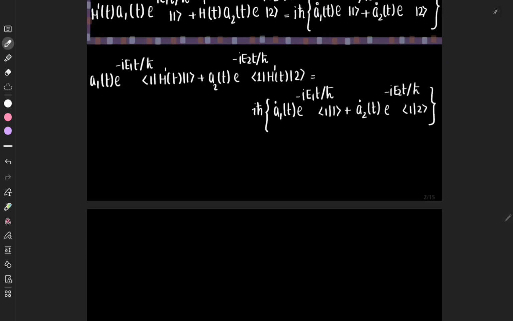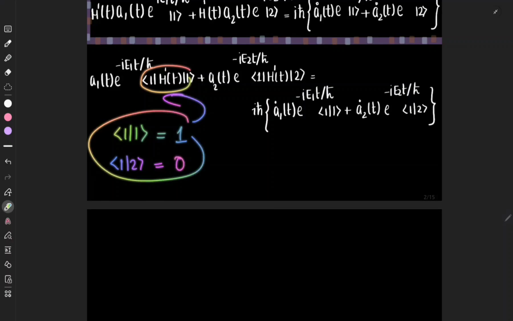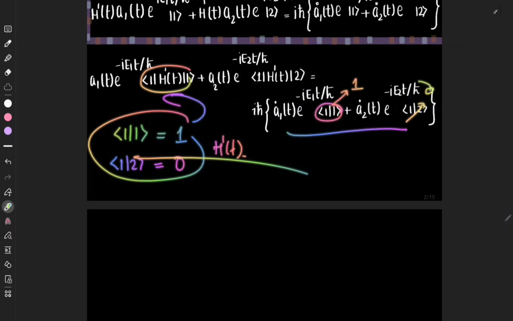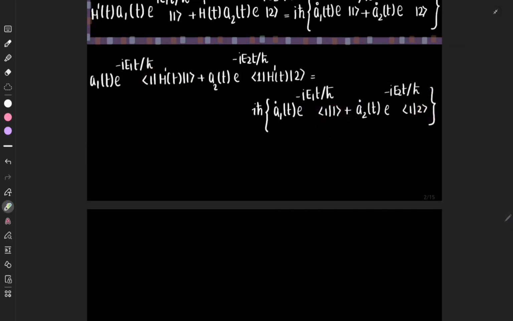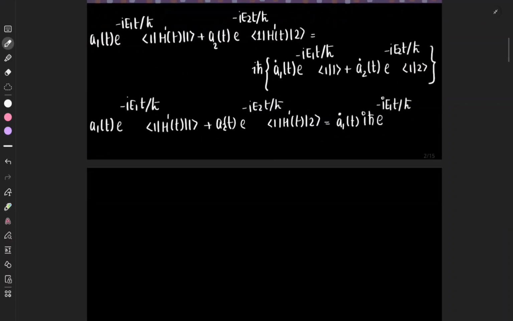So you get like this, and in this term, this is an operator, so you can't do this operation where this is 1, and this rule cannot be used here because H dash of t is an operator. But here we can do this. This term will become 1 and this term becomes 0. The whole term becomes 0. So rewriting that, I'll get it as this.